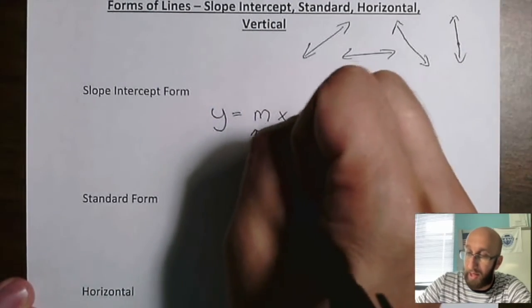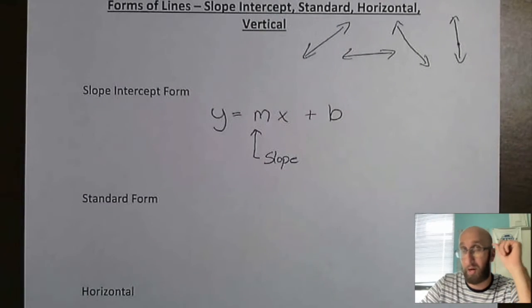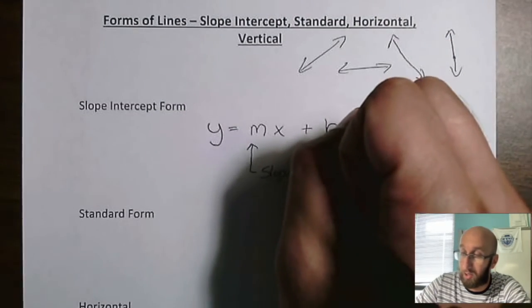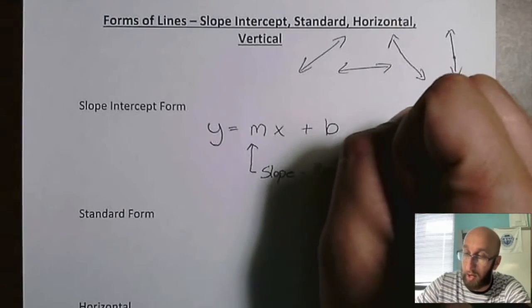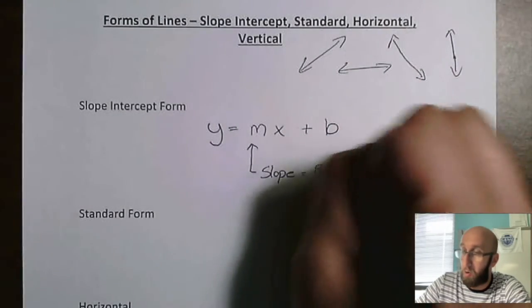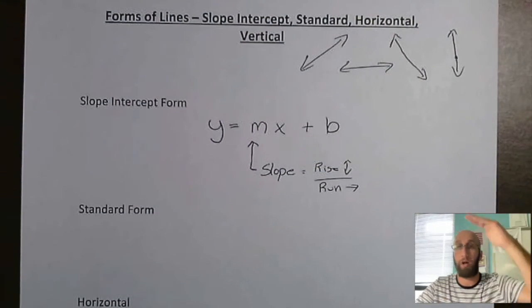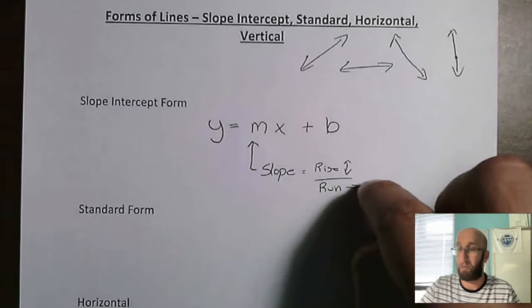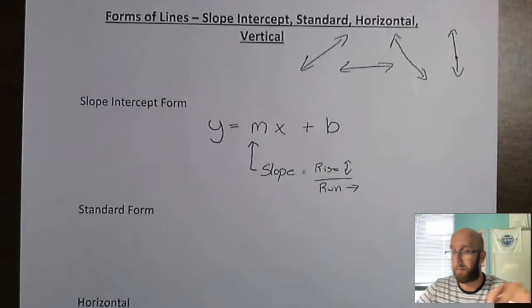The m there is your slope. Whatever number shows up in front of the x variable in slope-intercept form, that is your slope. And remember, slope is your rise over run, so if you represent it as a fraction, how much you're going up or down over how much you're moving to the left or right, whichever direction, we go to the right.